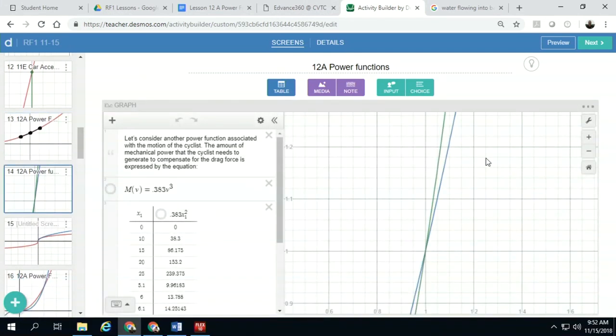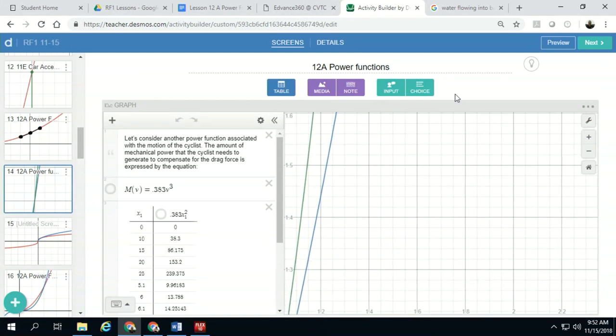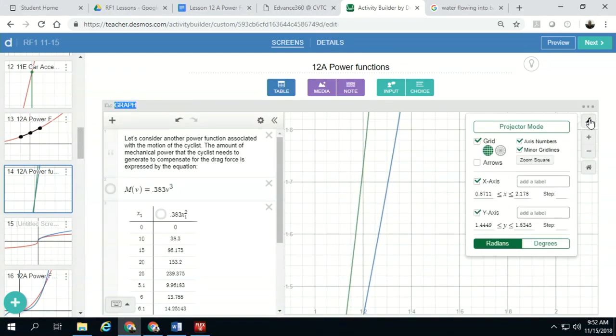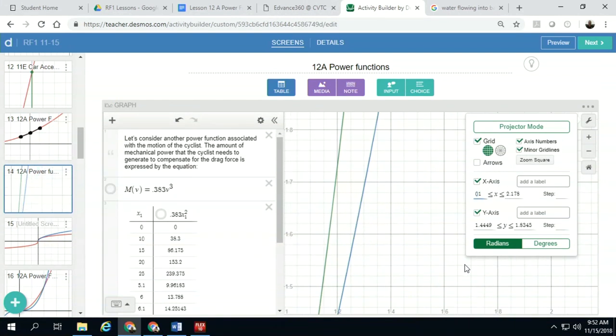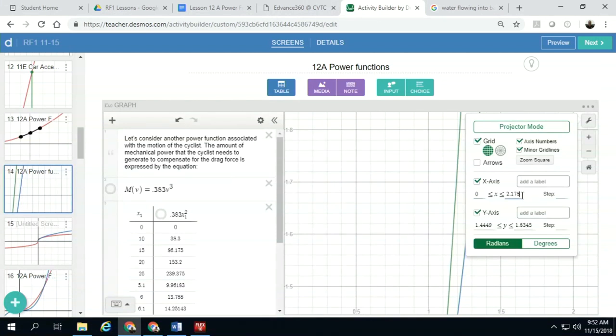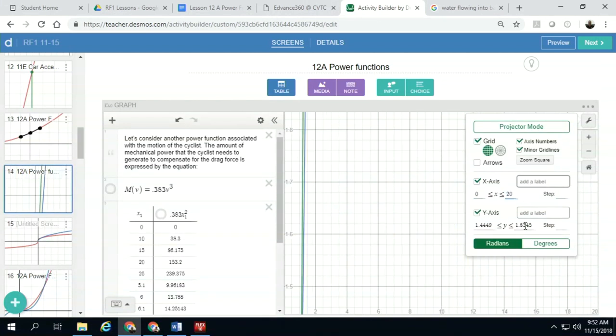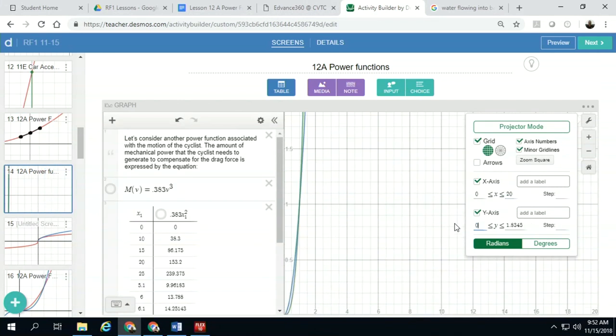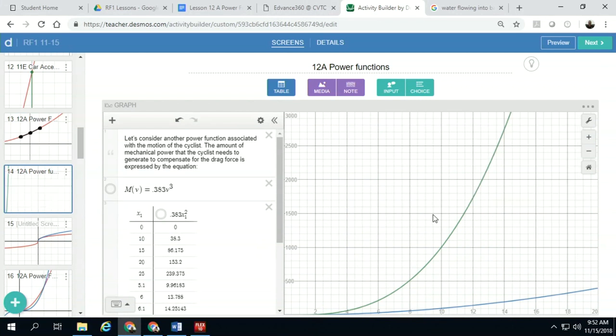Here we go. So here is, if we are at, let's go from 0 up to 20 miles an hour. And let's go in the y direction from 0 up to 3,000. Okay, so you can see that the green line here, the mechanical power function, is much bigger than the drag function is, right?